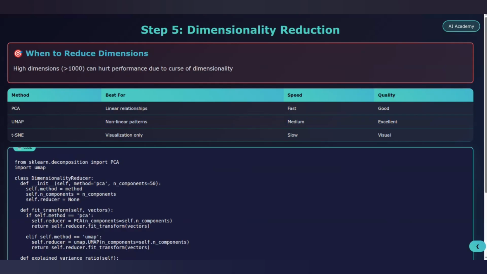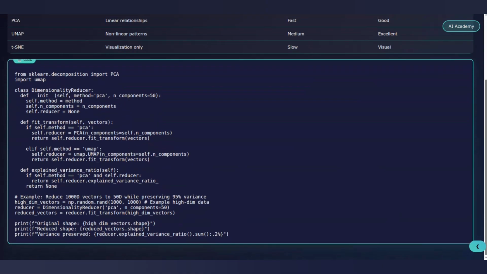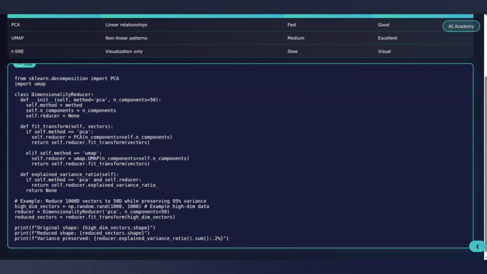High-dimensional vectors can suffer from the curse of dimensionality. Here's when and how to reduce dimensions effectively. Use PCA for linear relationships, UMAP for nonlinear, and t-SNE only for visualization.